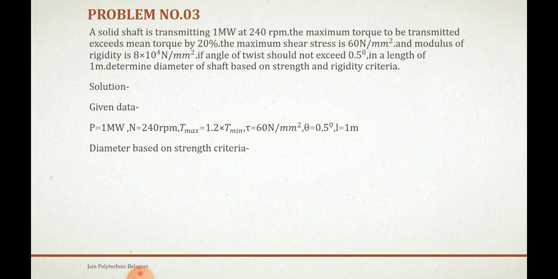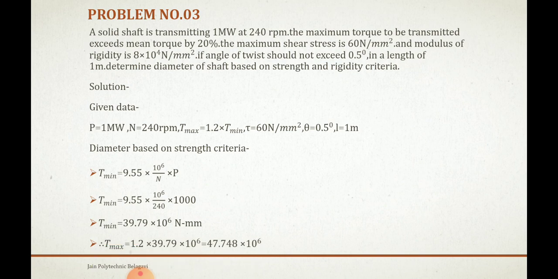Now we'll use the first criteria, the strength criteria, and first calculate T mean. T mean equals 9.55 into power over N. This formula we already used, so you are familiar with it now. Speed is given as 240 rpm, and power is 1 megawatt. Convert it into kilowatt, that is 1000 kilowatt. Just solve it and see the answer. T mean will be 39.79 into 10 raised to 6 newton mm.